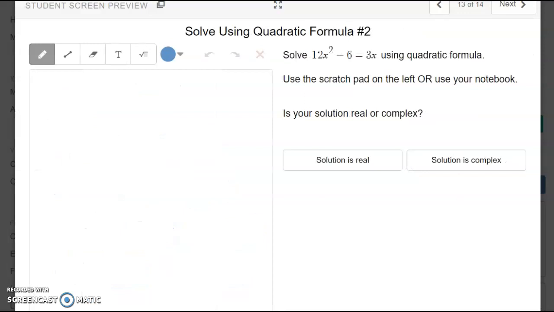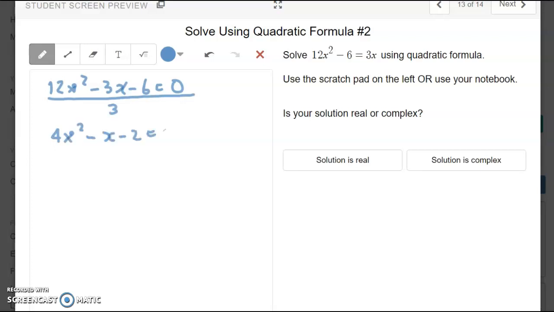Okay, last problem, 12x squared minus 6 is equal to 3x. So again, 12x squared, I need to bring the 3x to the other side by subtracting, so it becomes negative 3x minus 6 is equal to 0. From here, the first thing I should do is divide everything by 3, because it's a common factor. So that leaves me with 4x squared minus x minus 2 is equal to 0.